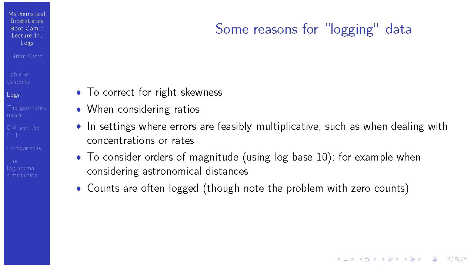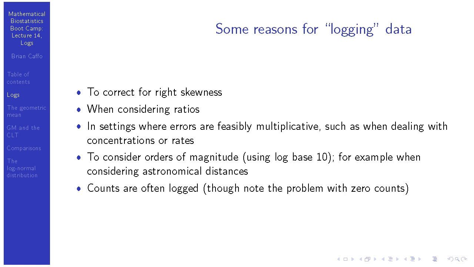For example, health expenditures. A lot of people tend to spend very little on healthcare until healthcare becomes a problem. Then they spend a lot. So distributions like healthcare expenditures and other things like that tend to be right skewed, especially because they're bounded from below by 0. In settings where errors are feasibly multiplicative, when dealing in things like concentrations and rates, then it's natural to take logs because then it turns that multiplication into addition. Whenever you're considering ratios, it's useful to take logs because then instead you have differences rather than ratios.